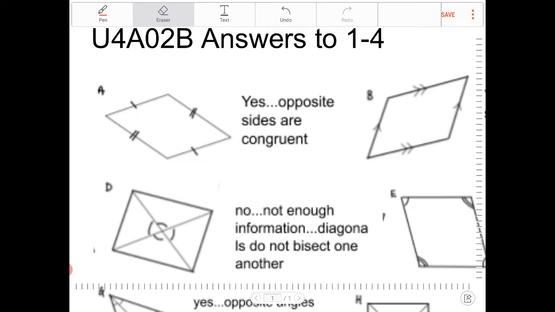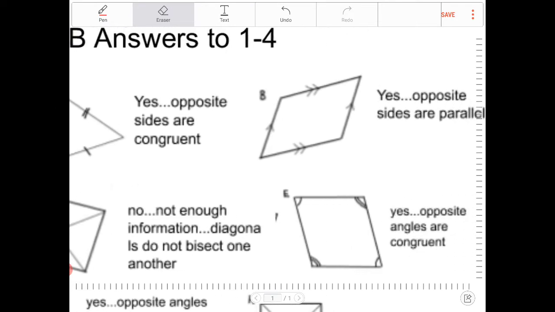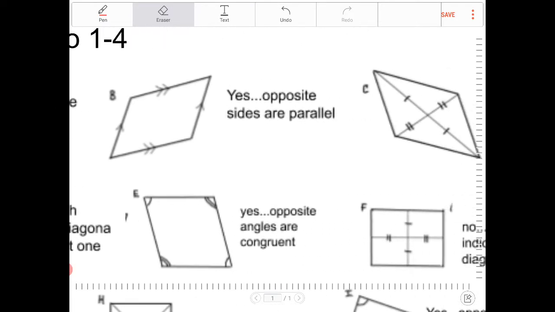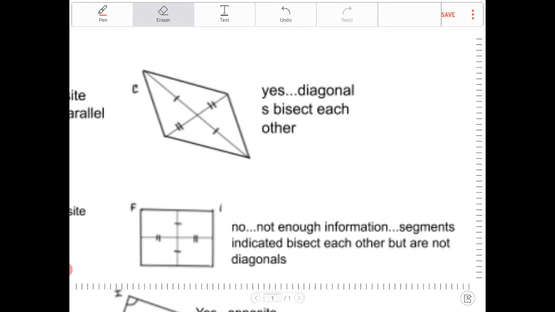For question 1A, you have to explain whether or not the information or the diagram presented is in fact a parallelogram. And yes, this most definitely is, because this is just reading directly off of the properties of a parallelogram, that opposite sides are congruent. Quadrilateral B, opposite sides are parallel. So yes, most definitely this is a parallelogram because opposite sides are parallel. Quadrilateral C, the diagonals are bisecting one another. So yes, most definitely, this is a parallelogram.